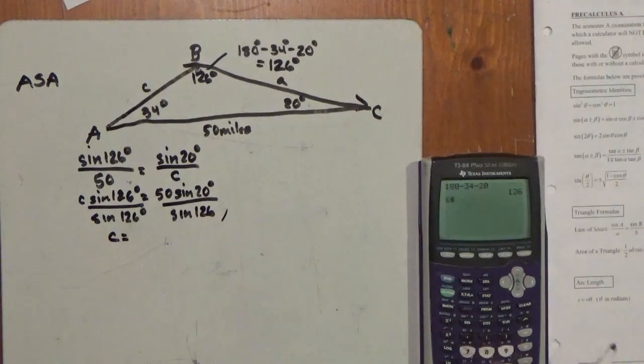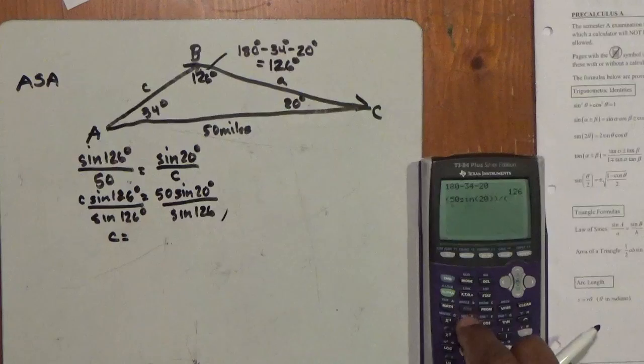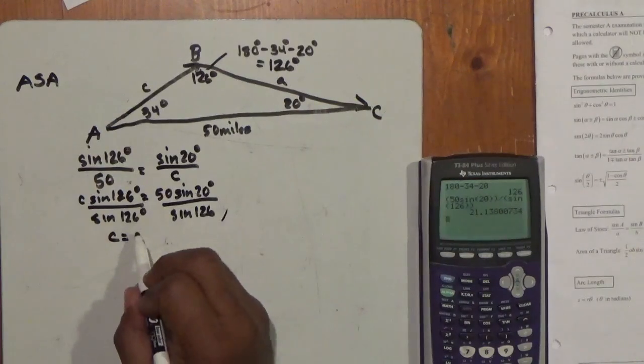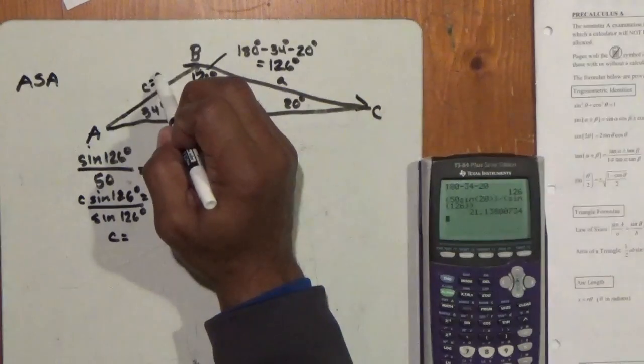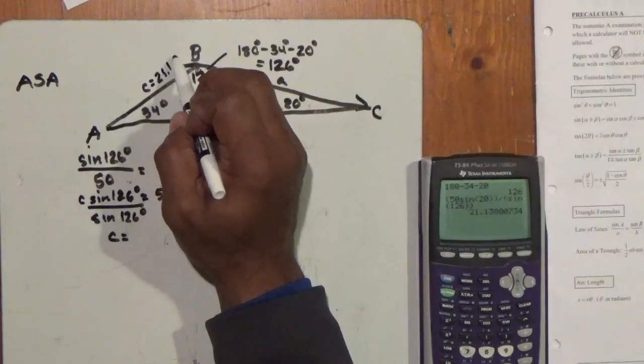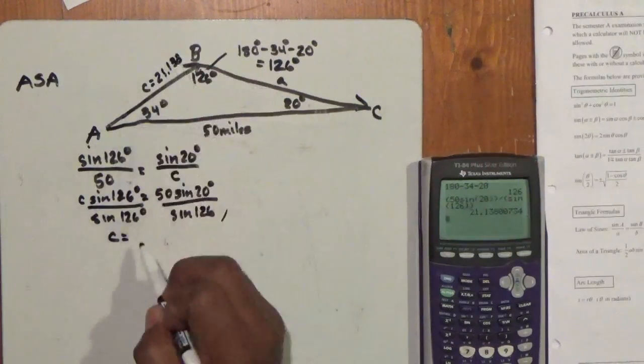We'll punch it in a calculator. Parentheses 50 sine 20 degrees. There's my numerator. I always put my numerator in its own set of parentheses. Sine 126. And enter. And it tells us that C is equal to 21.138.